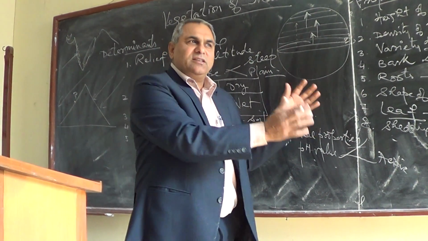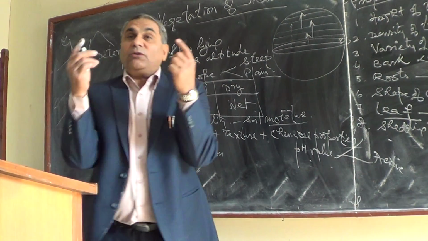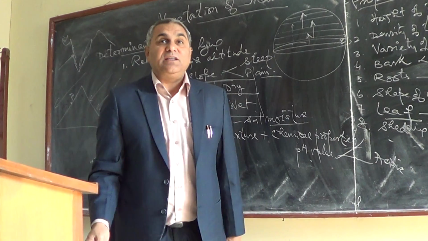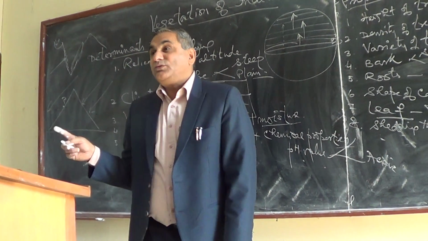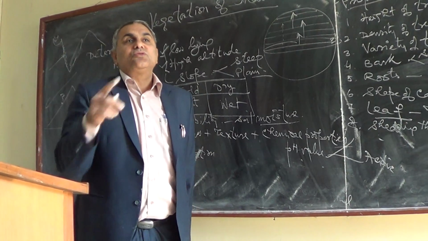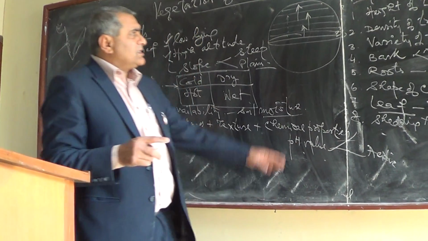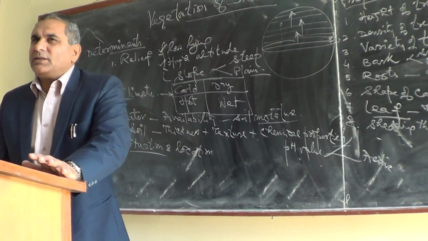This month this tree will shed its leaves, next month that one will, the next month another. So they don't have one fixed season to shed their leaves. So the forest looks green round the year. That's why they are called evergreen. So all the trees shed their leaves accordingly. So these are some of the properties.